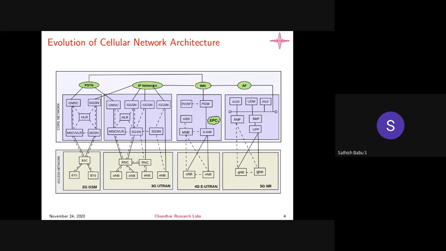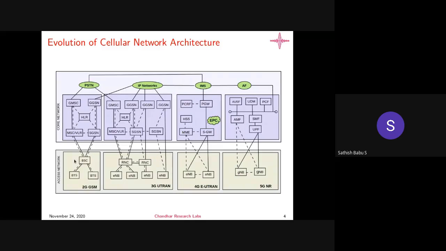Then we moved on to 3G UTRAN. U stands for UMTS and T stands for terrestrial radio access network. UMTS is nothing but the Universal Mobile Telecommunication System. In that also, for circuit switching, all the same nodes, HLR, GMSC, MSC, VLR, are present here, and for packet services we find the GGSN and SGSN. So more or less the 3G network architecture is similar to the 2G core network architecture.